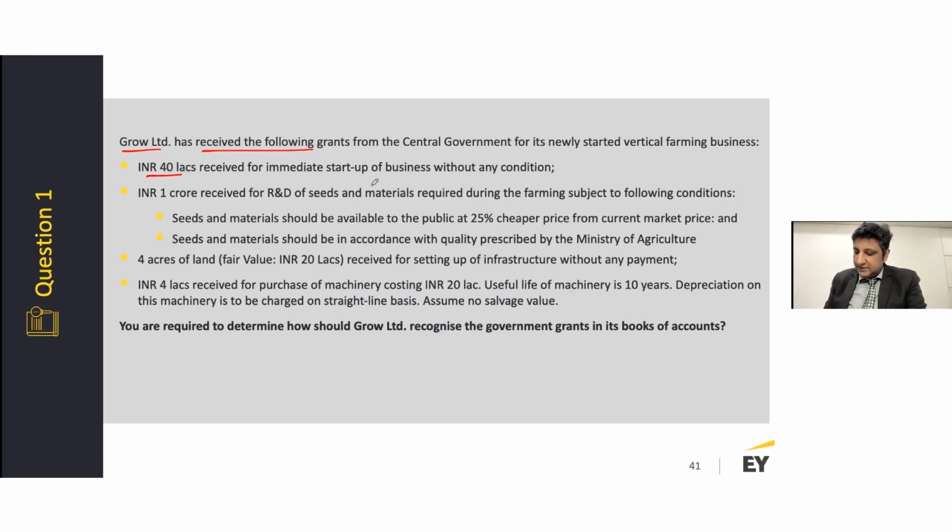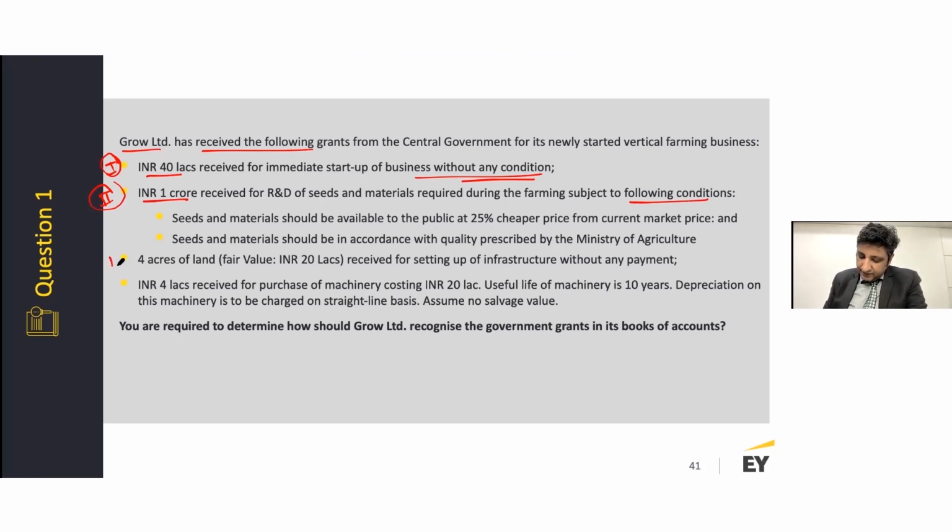40 lakh rupees received for immediate start of the business without any condition. 1 crore received for R&D of seeds and materials required during the farming, subject to following conditions, right? So we have this first grant, which is without condition, second grant with conditions. The conditions are seeds and material should be available to the public at 25% cheaper price from the current market price, and they should be in accordance with the quality prescribed by the Ministry of Agriculture, right?